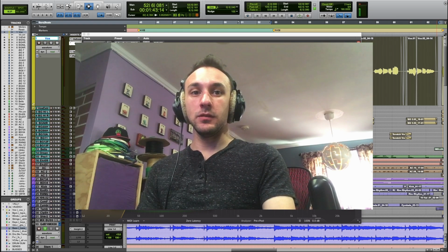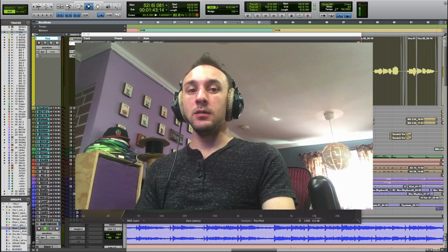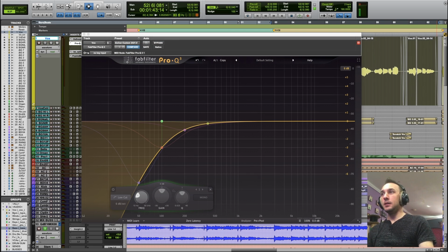High pass filters. We've used them, we've abused them, but what are they? What are they doing? And how do they work? Let's take a look at a high pass filter. You may call this a low cut. That is what it does, but that's not what it's called. It's a high pass filter.